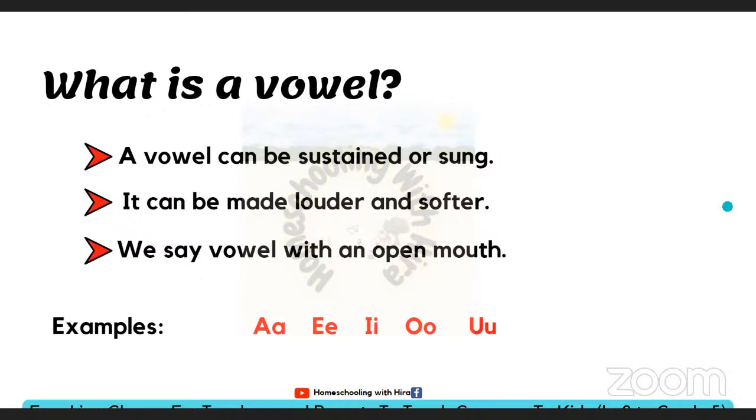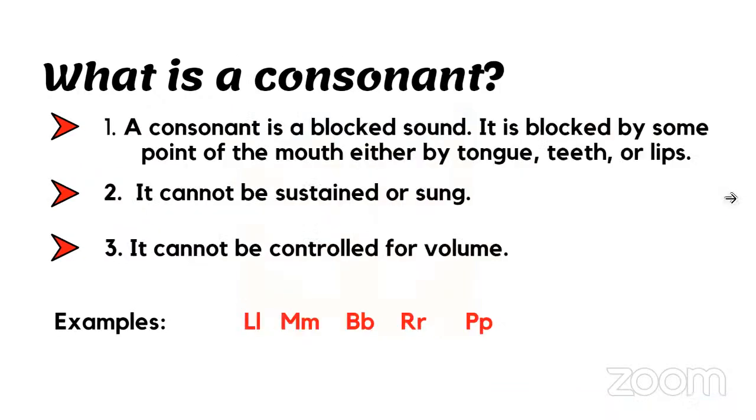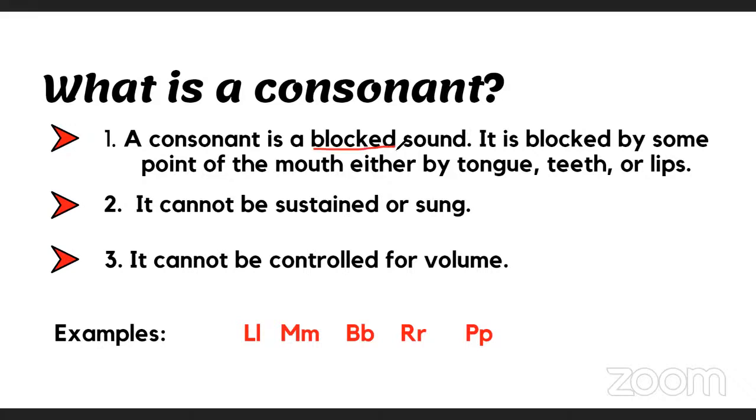Another thing to look at is why consonants are consonants. What is a consonant and why are consonants consonants? Why aren't they vowels? A consonant is a blocked sound. It is blocked by some point of the mouth, either by the tongue or teeth or lips. Now, what does it mean?